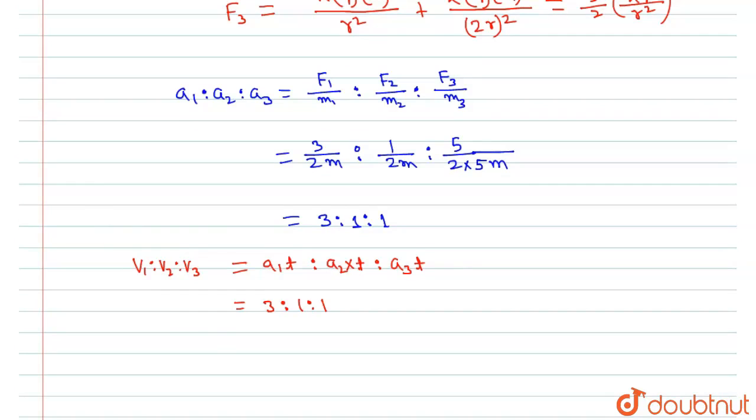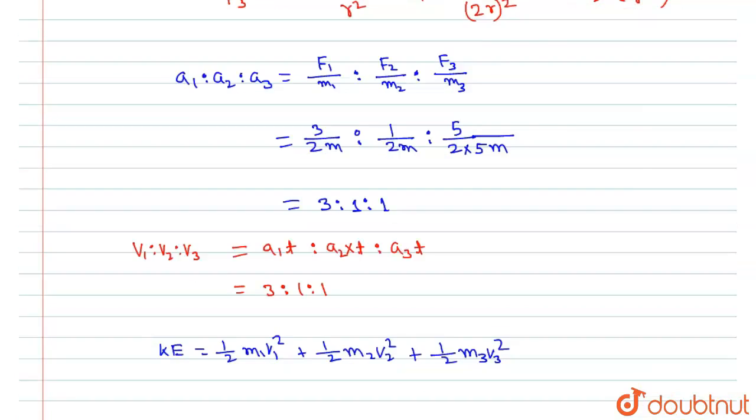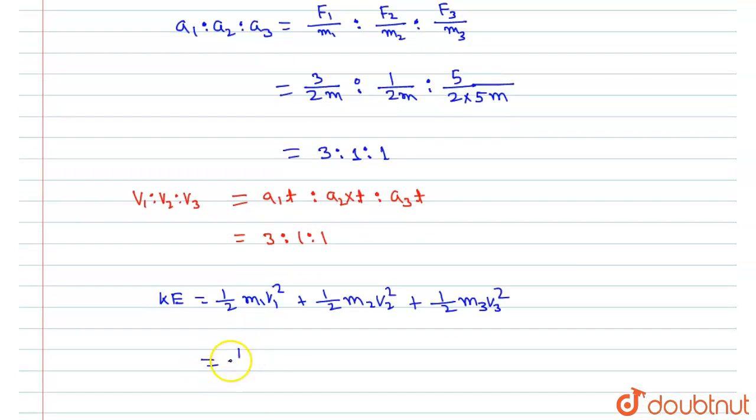Clear? Now we can find the kinetic energy of the system. So kinetic energy is equal to 1 by 2 m1 v1 whole square plus 1 by 2 m2 v2 whole square plus 1 by 2 m3 v3 whole square. Now from here, 1 by 2, and m1 is what? M. So m, and v1 is what? We can see from here this is 3v. Clear? Because ratio is this. So we can take v1 equal to 3v, v2 equal to v, and v3 equal to v. Clear?